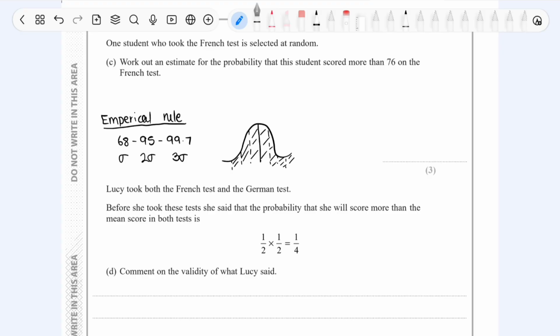Now you might see slight variations online like 67, and sometimes they might have different values. This is the general one you can use. Just use the one that you see in your notes or on the textbook.